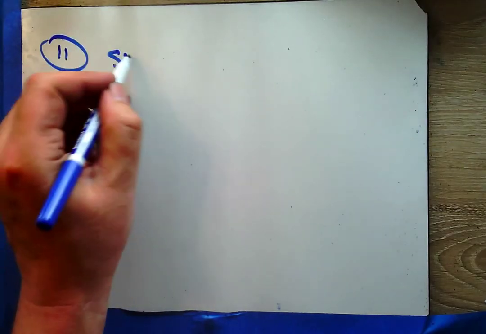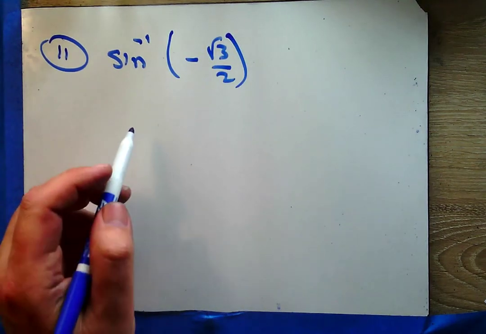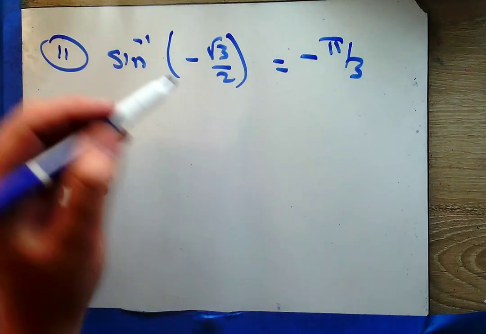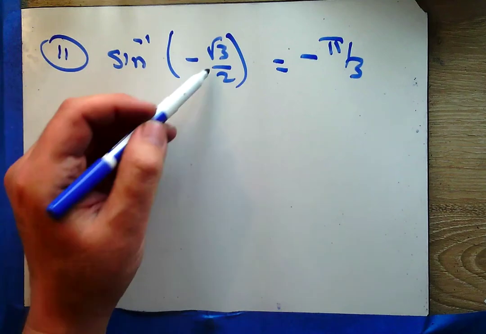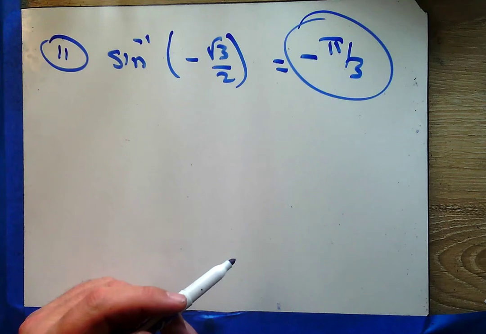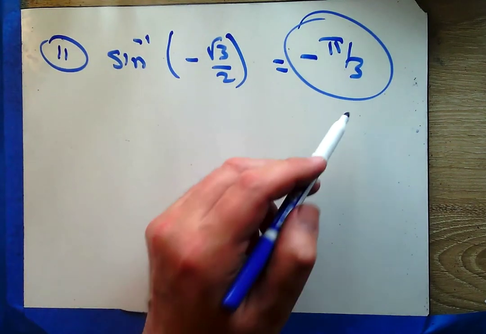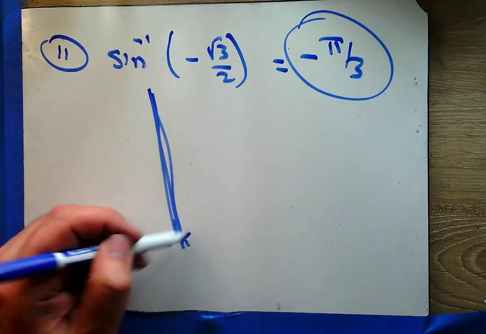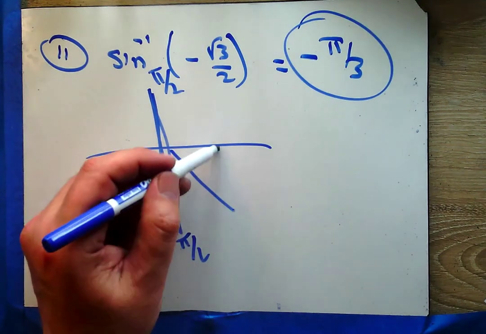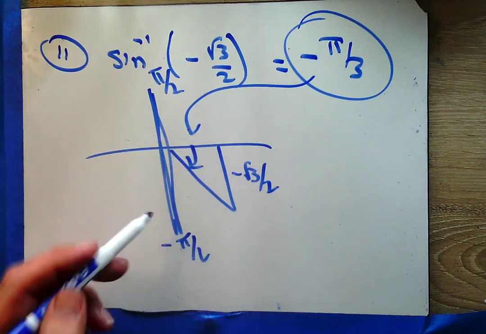11 says sine inverse negative root 3 over 2. All right, so that's going to be negative pi over 3. I'm thinking about when is the y value negative root 3 over 2, but my answer can't be 5 pi over 3 or 4 pi over 3 because neither of those are within the restriction. I need something within the restriction from negative pi over 2 to pi over 2, where the sine value is negative root 3 over 2, and that happens here at negative pi over 3.